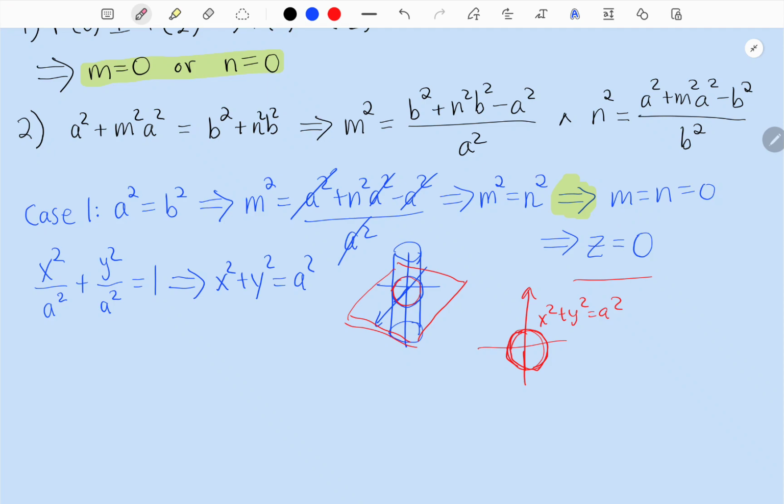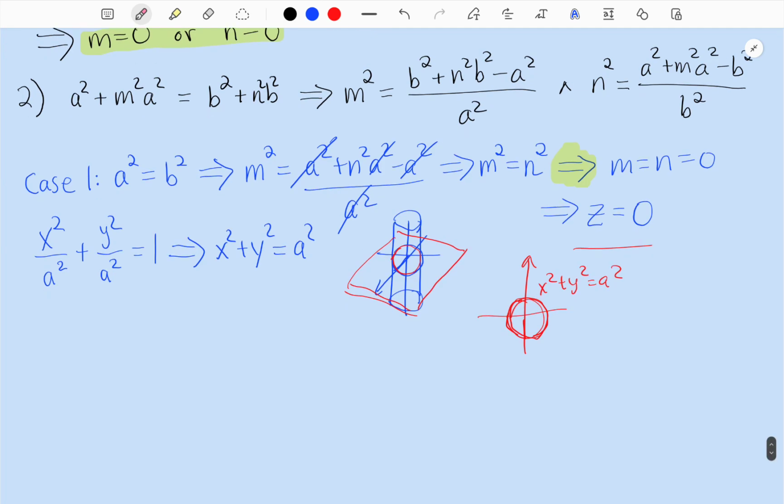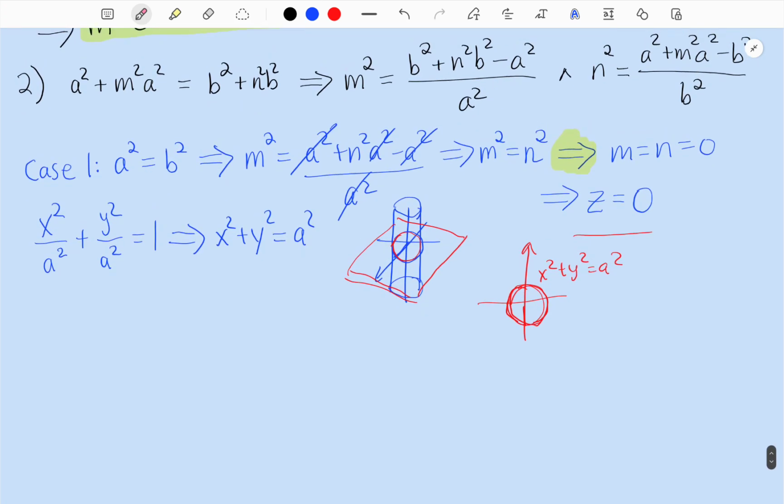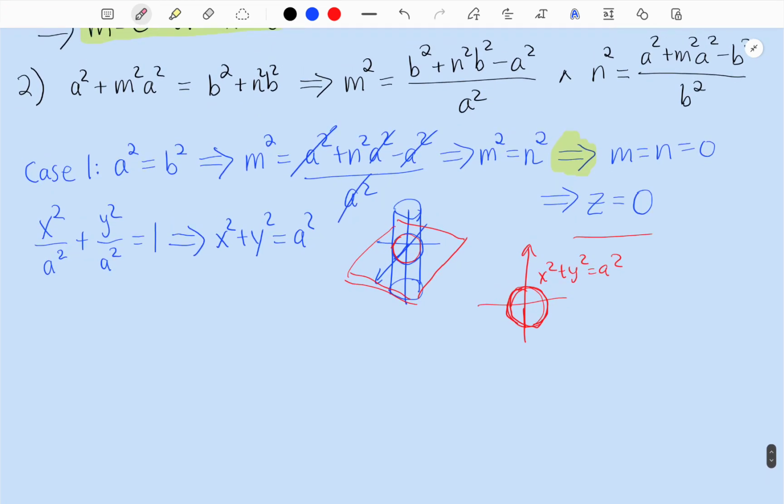But what about case 2, where a squared is not equal to b squared? The two subcases will be if a squared is less than b squared or if a squared is larger than b squared. But for now, let's just focus on the general case that a squared is not equal to b squared. Then we'll tackle the two separate cases when one is bigger than the other later. Before I move on to case 2, I would just write it down. So case 2 is when a squared is not equal to b squared.